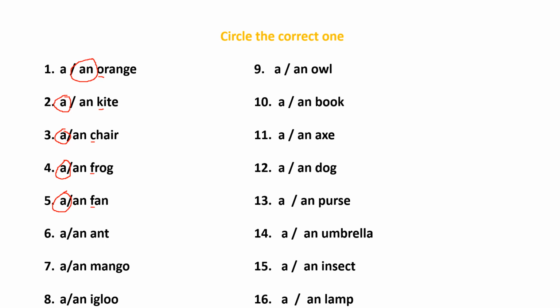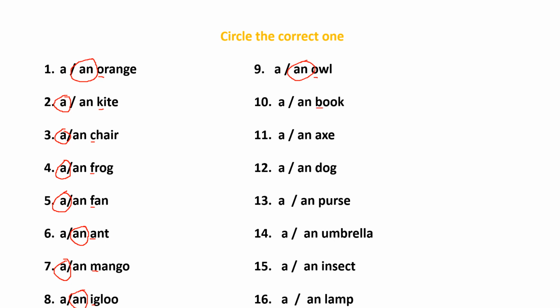Here it's an ant, right? And A is a vowel, we are going to say an ant, right? Here it's M. M is a consonant, so we are going to say a mango. Here a word I is there. I is a vowel, right? So we are going to say an igloo. Now here O is there. O is a vowel, so we are going to say an owl, right?